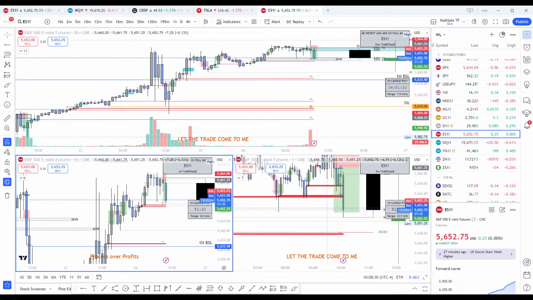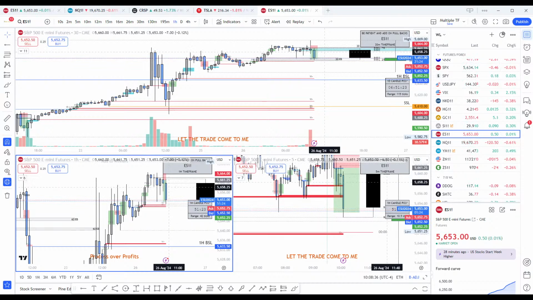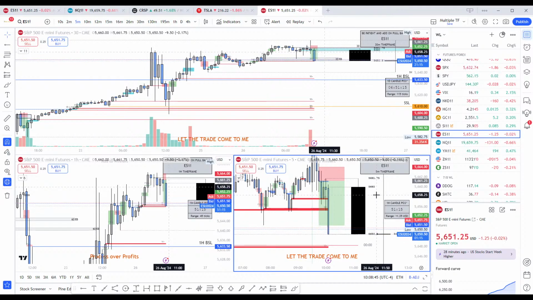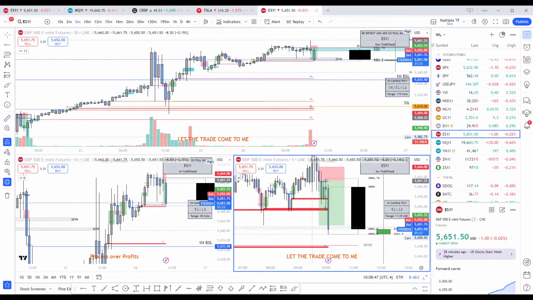I messed up. Oh well, your TP just got hit and I just accidentally trimmed off two contracts. We're going to keep going down. I know that for a fact. We're going to keep going down. And I did not mean to trim off two contracts. Wow.